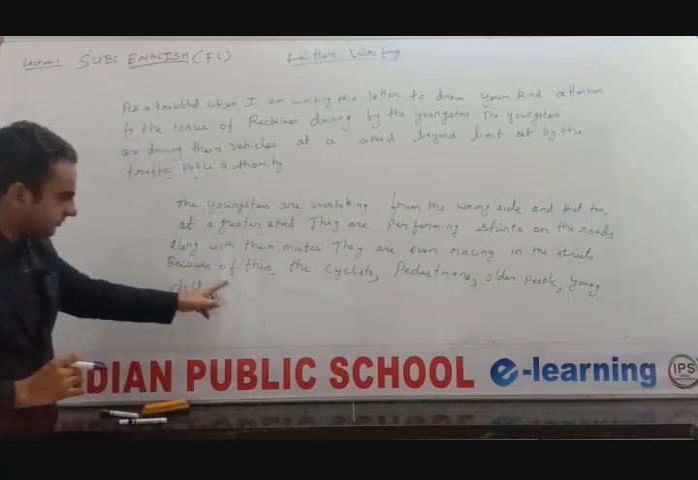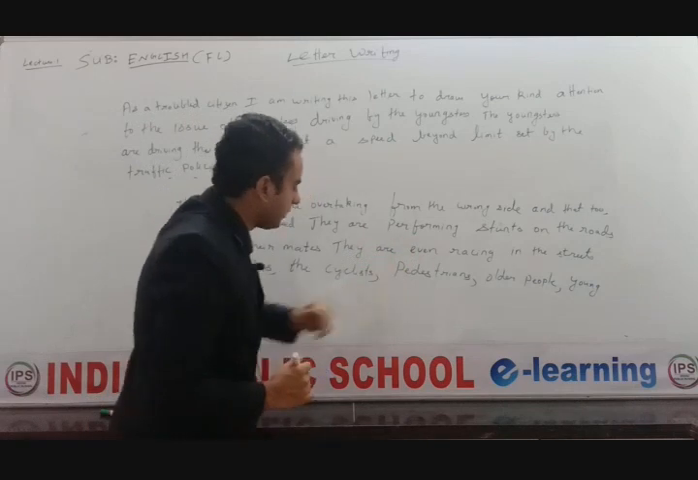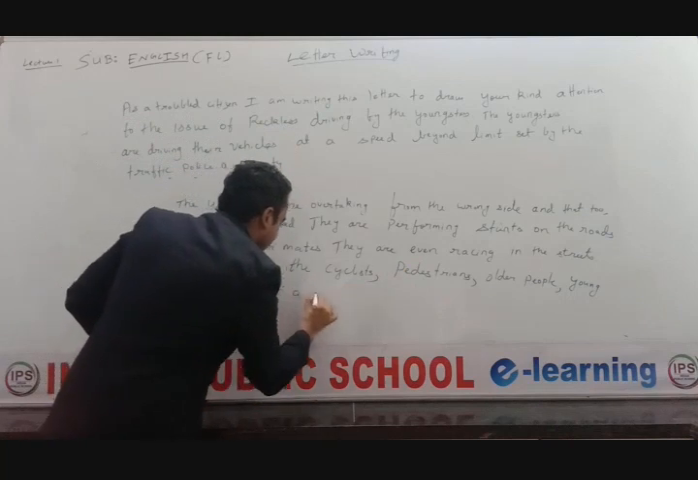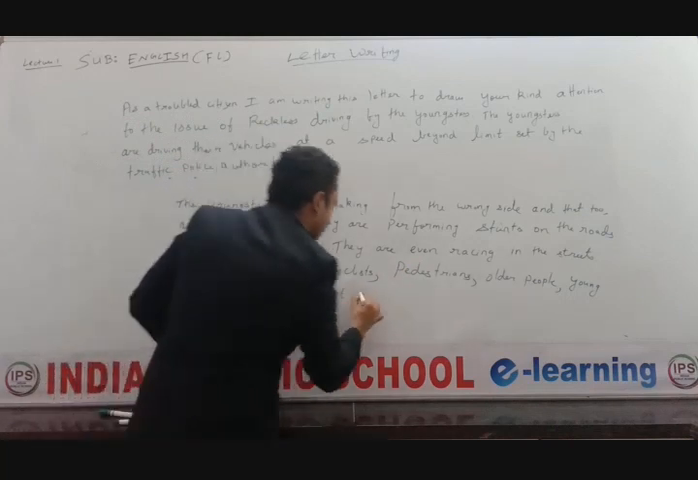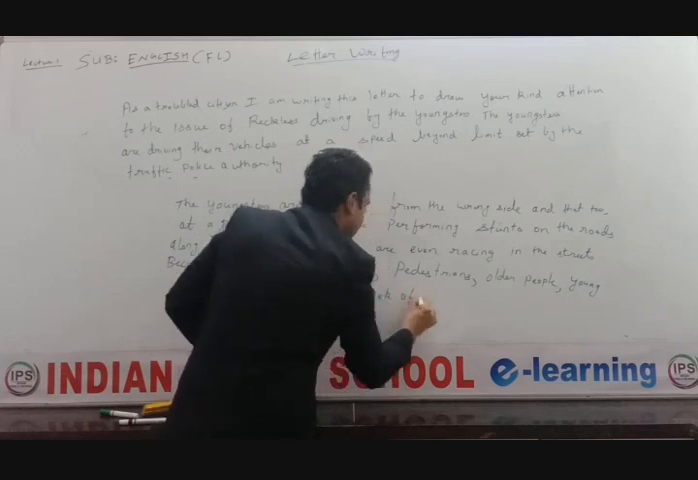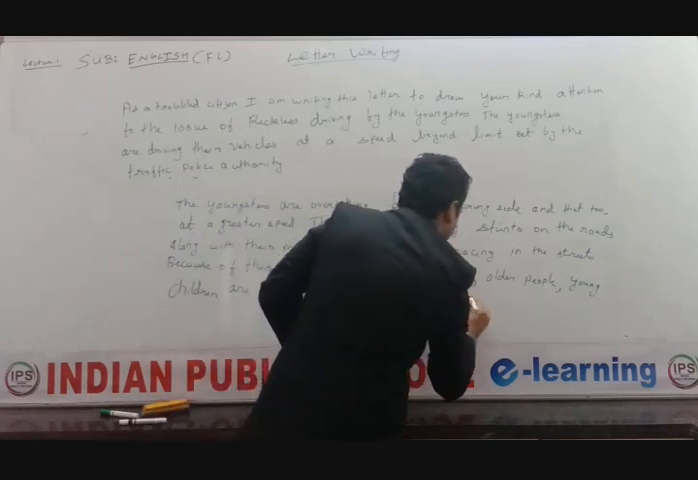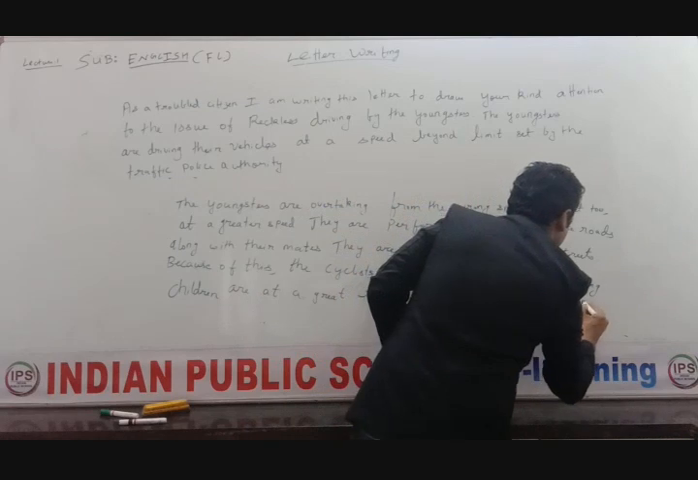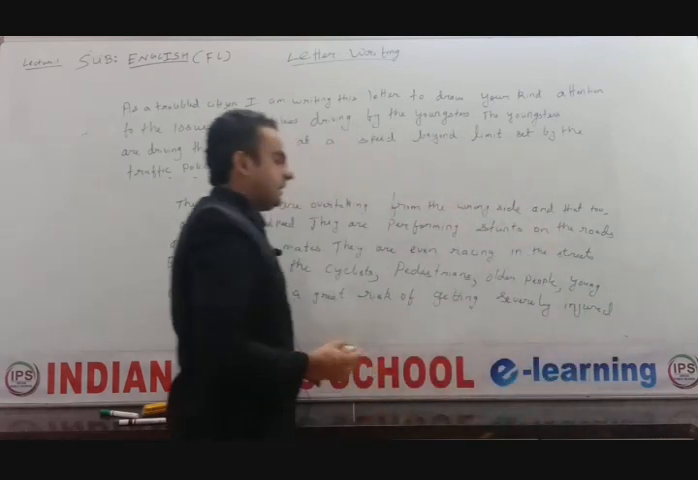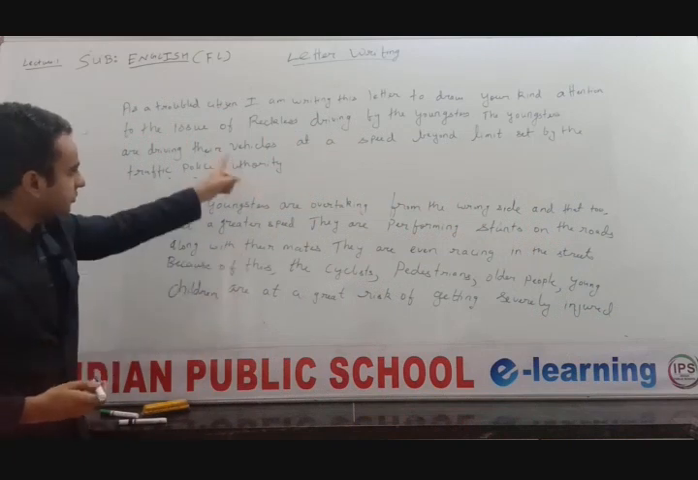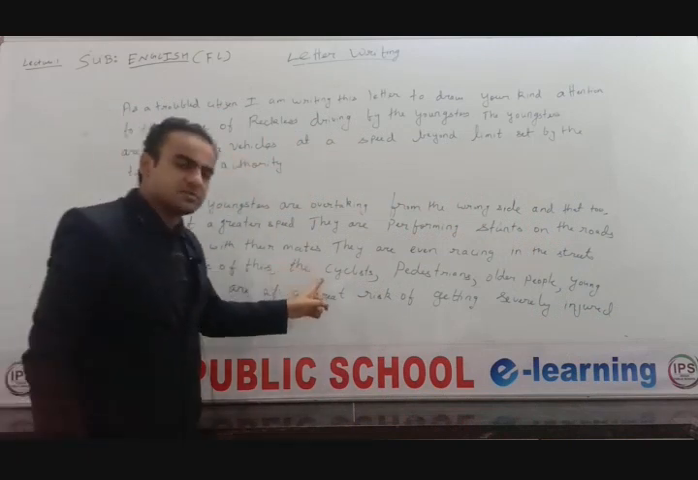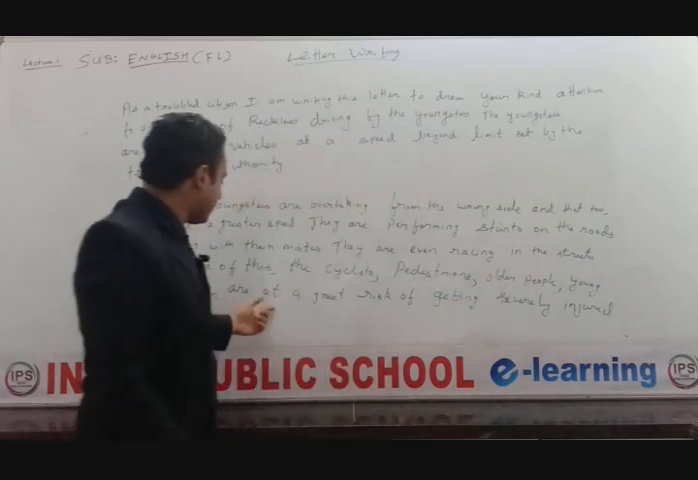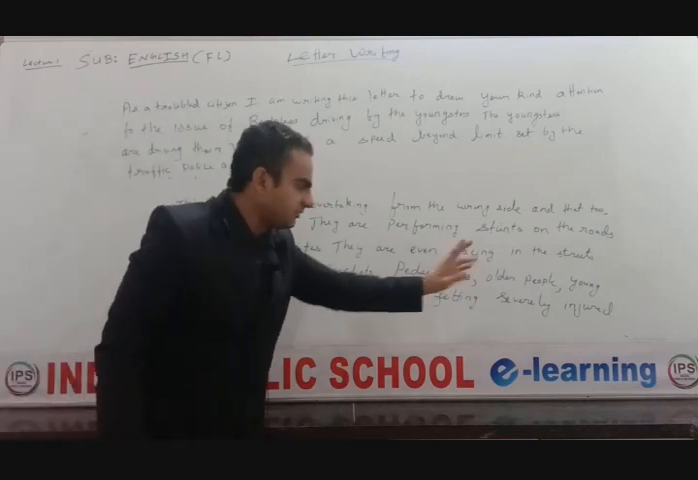What is happening to them? Because of this, the cyclists, pedestrians, older people, young children are at a great risk of getting severely injured. Because of the reckless driving by the youngsters, the cyclists, the pedestrians, meaning people who walk on footpaths and roads as well, older people, young children are at a great risk of getting severely injured.